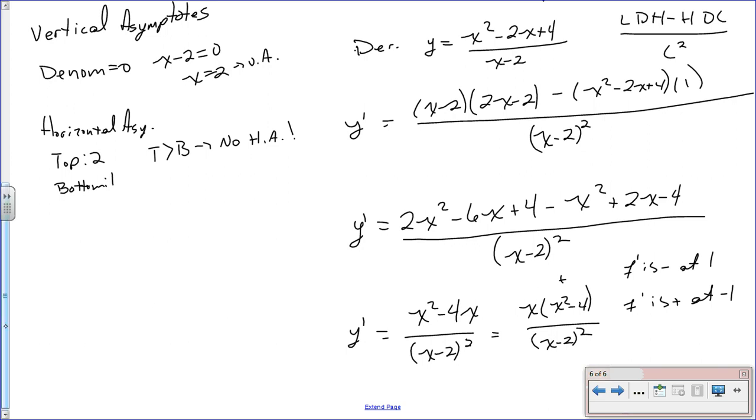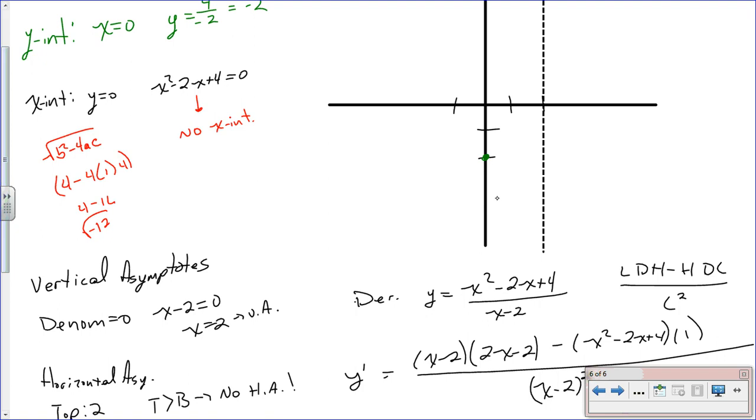Let's go ahead and draw that in. If we know it's decreasing here and increasing here, we know this is a parabola that opens down, right? Because it's decreasing at 1 and it's increasing at negative 1. So therefore, we know it opens down right there.